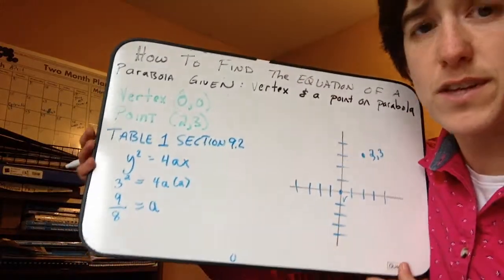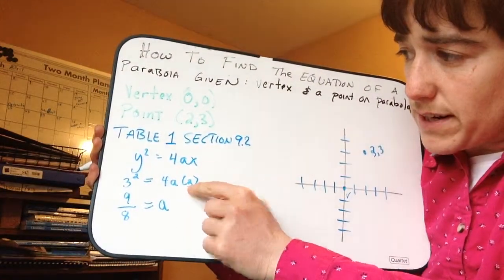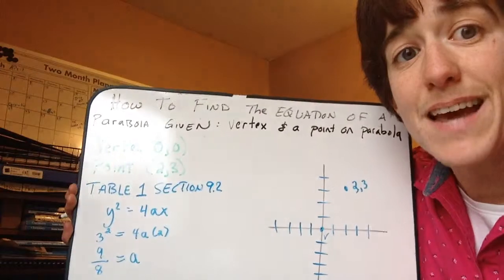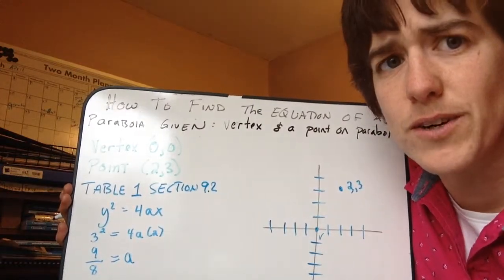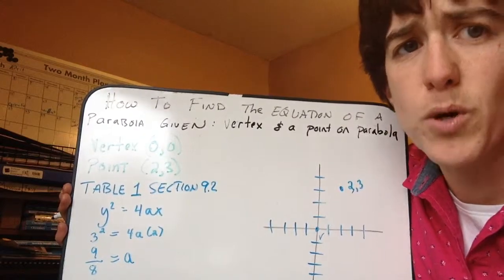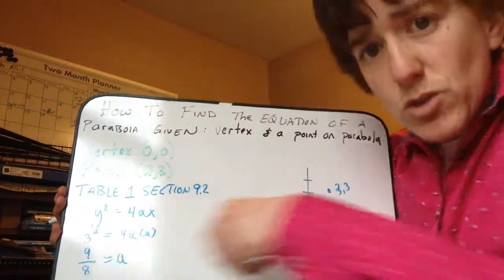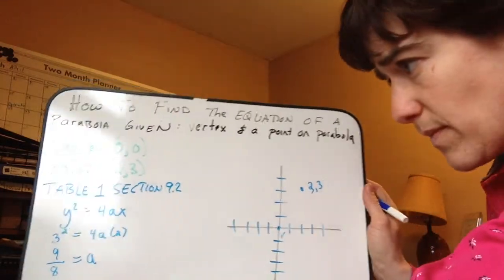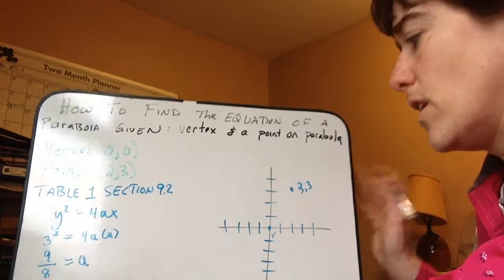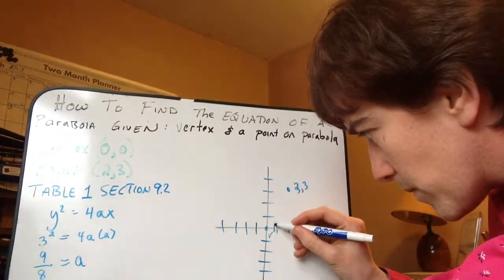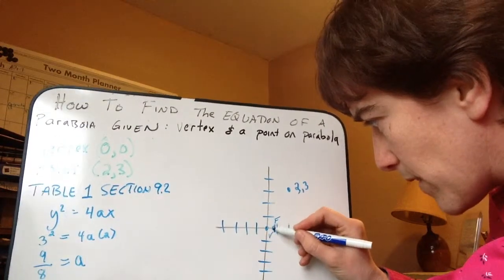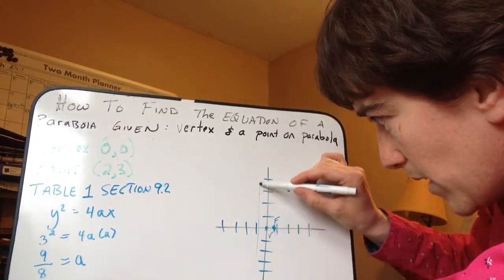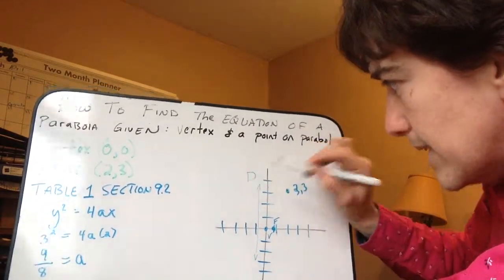Let me move my hand so you can see that. Knowing that 4 times 2 is 8 and 3 squared is 9, I have my a value. That's really helpful because now I know where my focus is relative to the vertex, and I'm also able to put in my directrix line. So I'm going to go ahead and put my focus on the board, which is 9 over 8, which is very close to the value of 1. Okay, there's going to be my F. And I also know that this is going to be my D value.